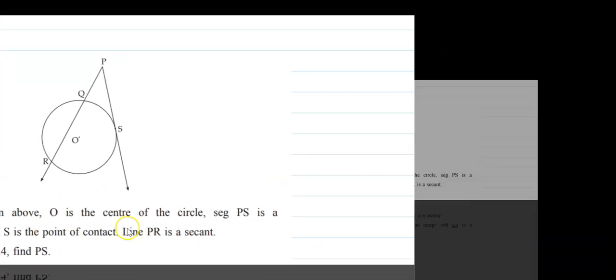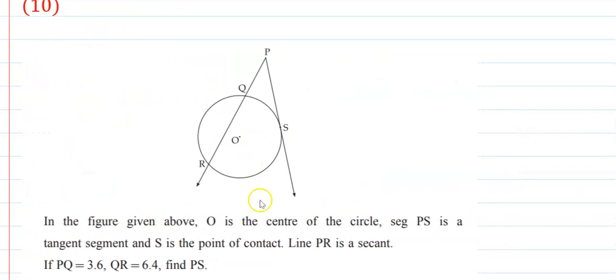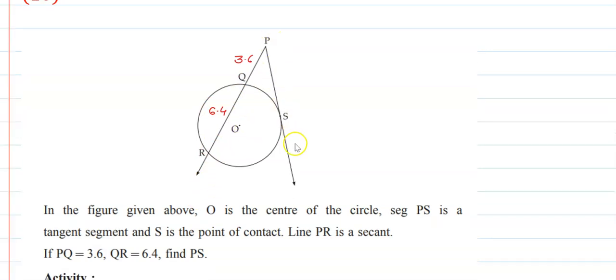In the figure given above, O is the center of the circle. Segment PS is a tangent segment and S is the point of contact. Line PR is a secant. Now PQ is equal to 3.6, this is the PQ, and QR is equal to 6.4. Then find out the PS.